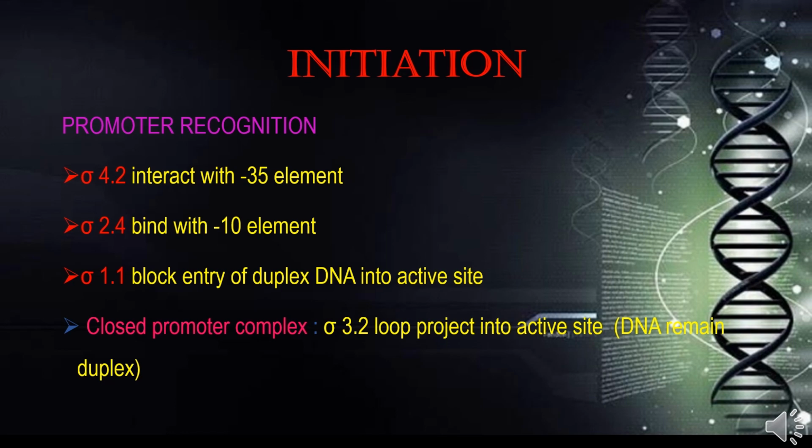When sigma 3.2 loops project into the active site of the RNA polymerase, the DNA remains in a duplex stage. That stage is known as the closed promoter complex. During this stage, the DNA remains in duplex stage. That is, no melting of the DNA occurs. This temporary stage is known as the closed promoter complex.